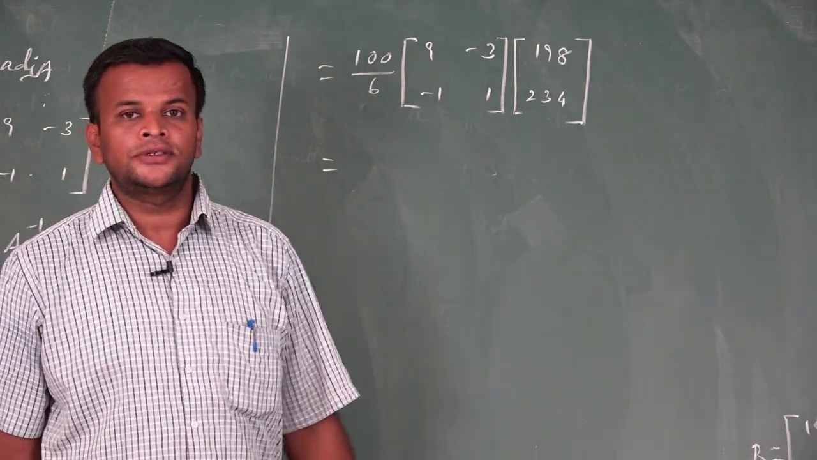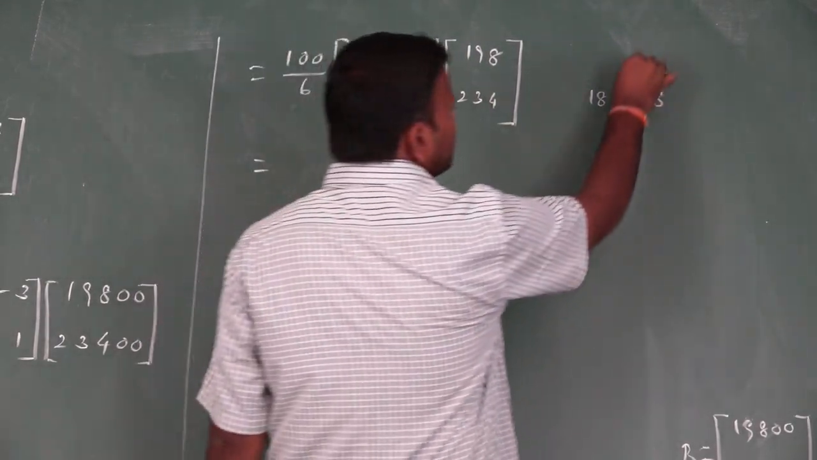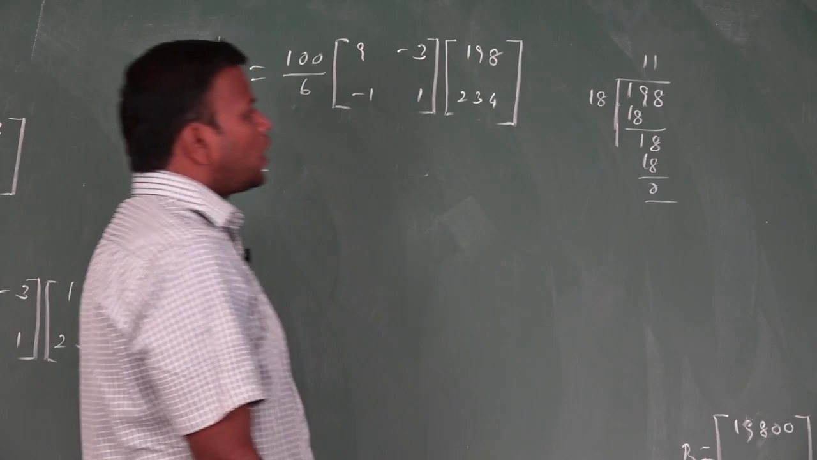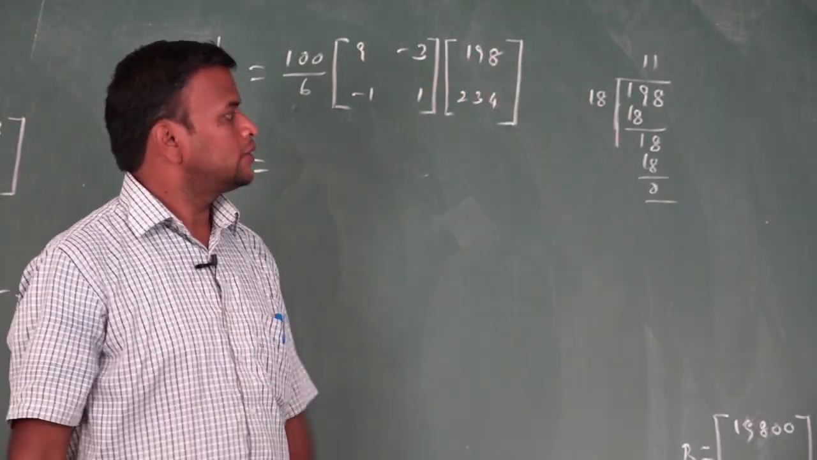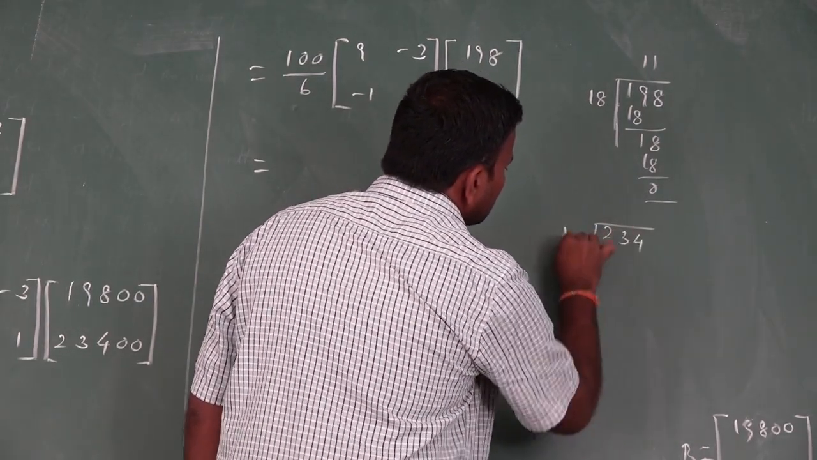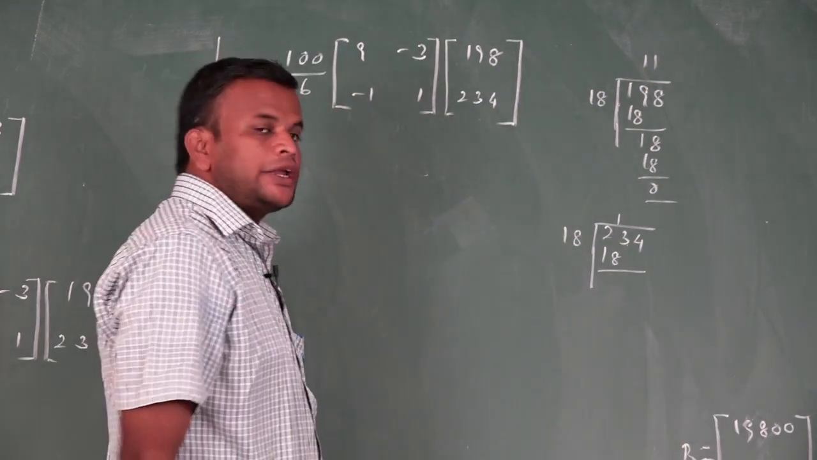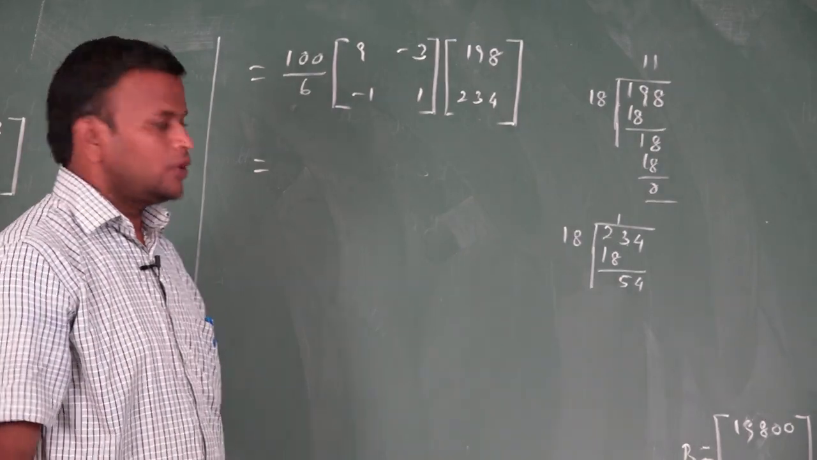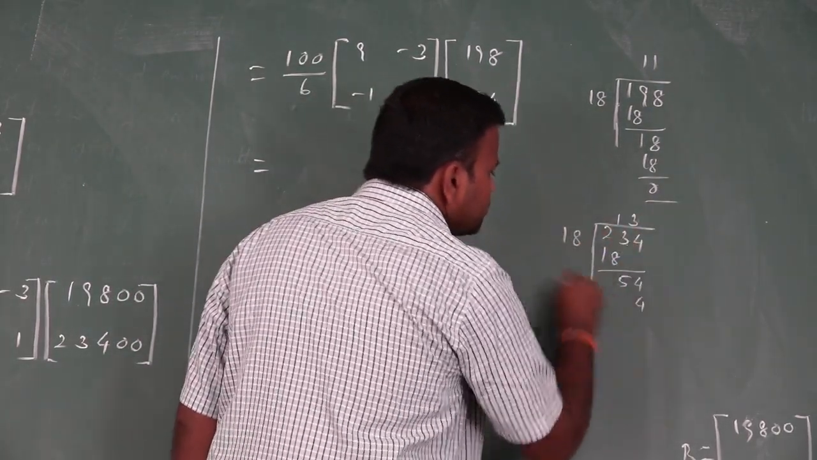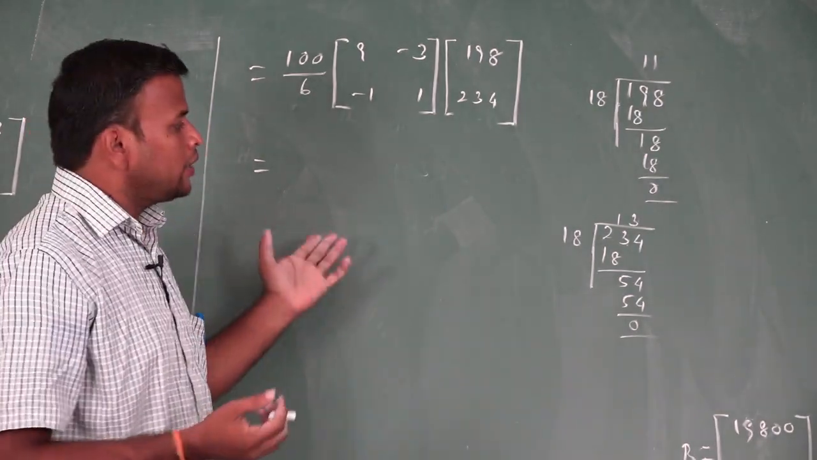Suppose 198. In 198, 18 is common. Suppose I divide by 18. 18 times 1 is 18, remainder 1, again 18. So 198 is 18 times 11. Now we check whether the same number 18 is common in 234 also. In 23, 18 goes only one time, 18, remaining 5, and in 54, 18 goes exactly 3 times. 3 fours are 12, remainder 2, 54. So again, one number 18 is common in this matrix. So I will take 18 outside also.